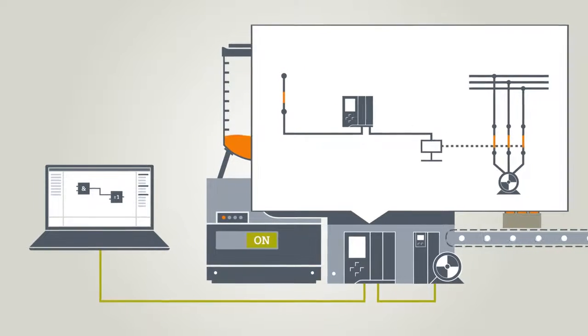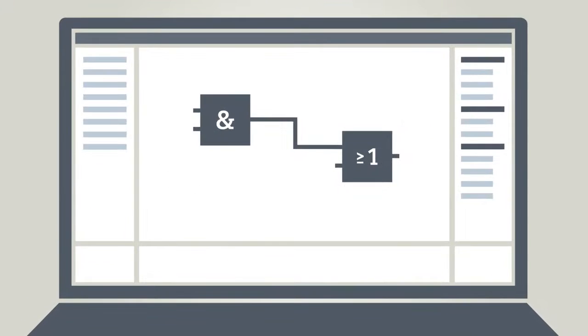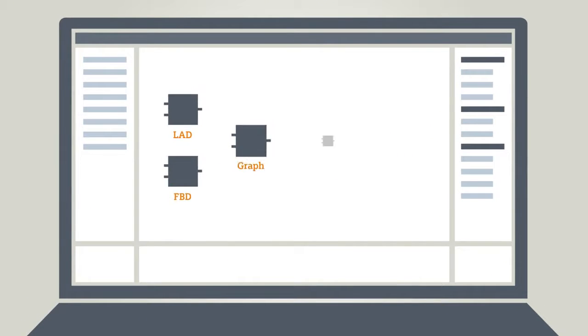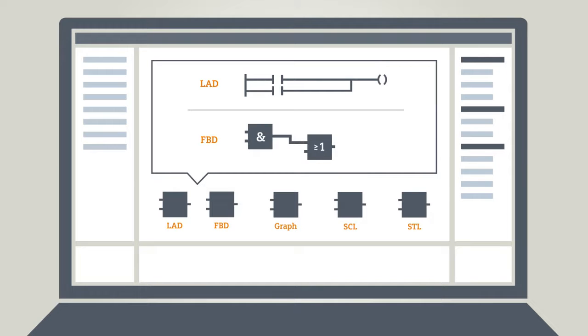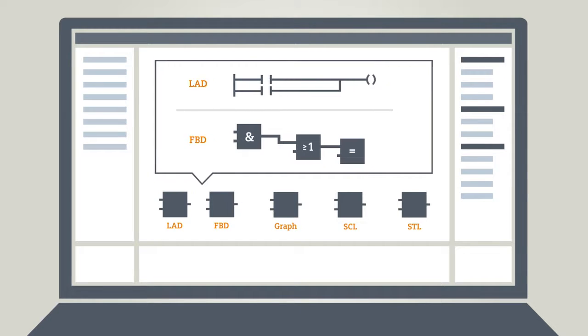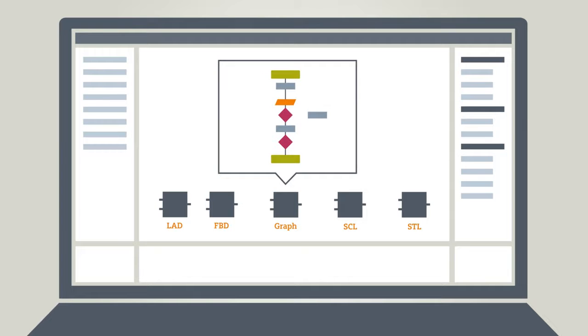The TIA portal features high-performance program editors for programming the S7 controller. The graphical programming languages LAD and FBD offer an excellent overview and are perfect for digital signal processing. Graph is a graphical programming language for creating sequence controls. Sequences can be programmed clearly and quickly using sequencers.